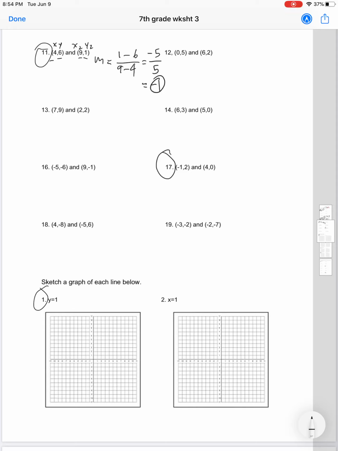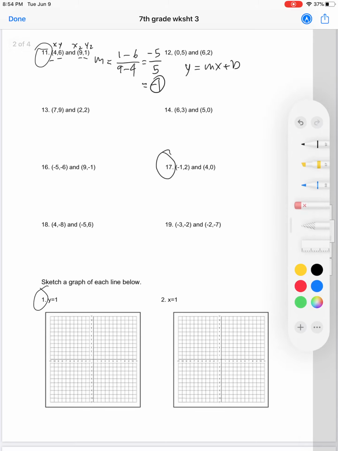So now we know that our slope is negative 1, so we can put it into the slope-intercept form. Y equals mx plus b. Now, we know what the m is, and we already know what the point is, right? So what we can do is we can substitute.